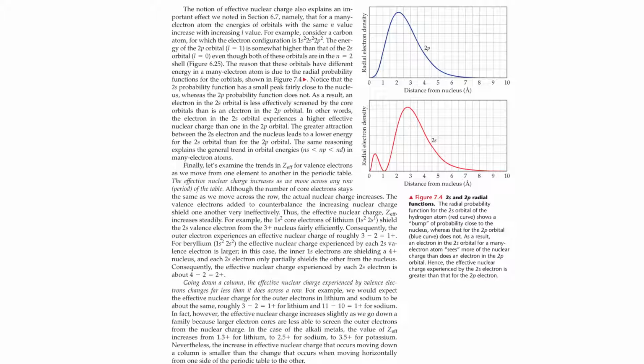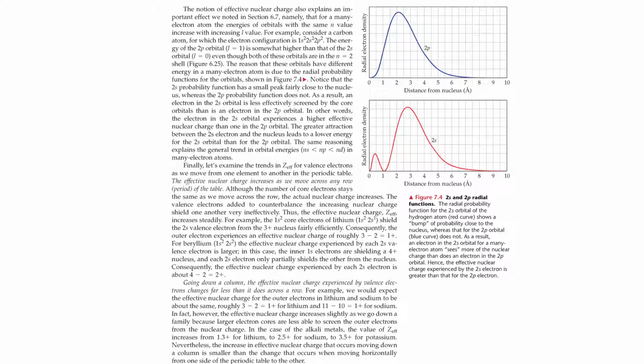Going down a column, the effective nuclear charge experienced by valence electrons changes far less than it does across a row. For example, we would expect the effective nuclear charge for outer electrons in lithium and sodium to be about the same: positive 1 for lithium, positive 1 for sodium. In fact, however, the effective nuclear charge increases slightly as we go down a family because the larger electron cores are less able to screen the outer electrons from the nuclear charge. In the case of the alkali metals, the value of the effective nuclear charge increases from 1.3 for lithium to 2.5 for sodium to 3.5 for potassium.